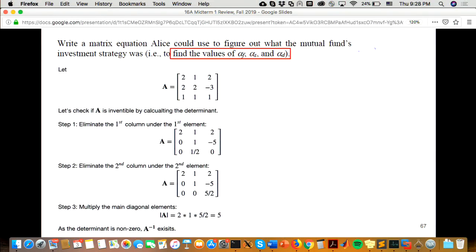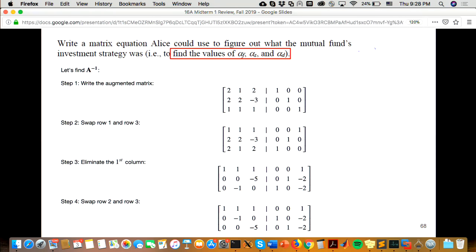Okay, cool. So now that we know A inverse exists, we want to go forward and find A inverse, which is again some more math. Do I speed through this?